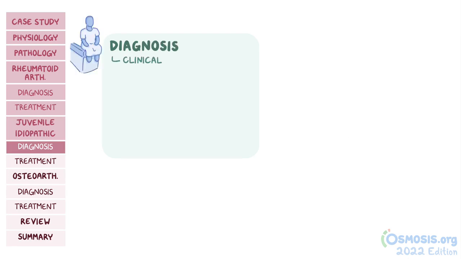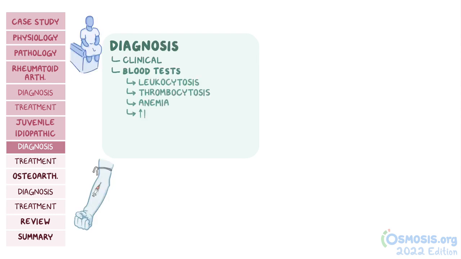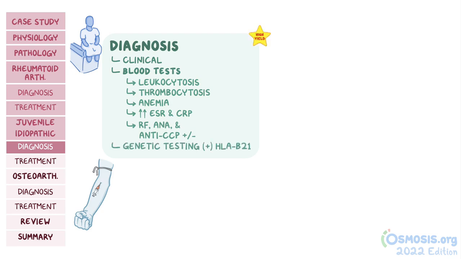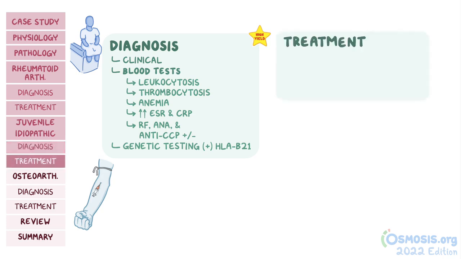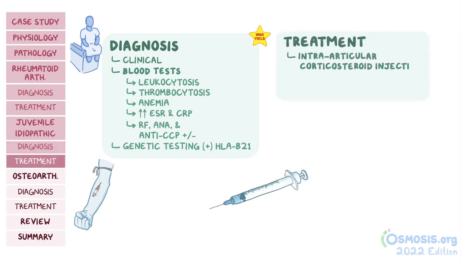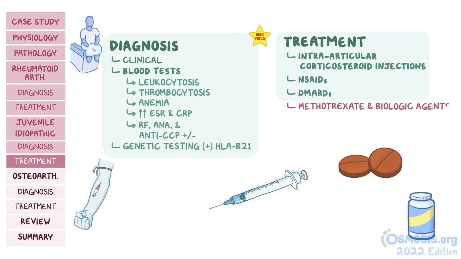Diagnosis is mostly clinical, but it can also include blood tests, where typical findings include leukocytosis, thrombocytosis, anemia, and increased levels of ESR and CRP, while RF, ANA, and anti-CCP can be positive or negative. Genetic testing might be positive for HLA-B21. Treatment involves intra-articular corticosteroid injections, NSAIDs, and DMARDs, particularly methotrexate and biologic agents. If methotrexate is not effective, TNF inhibitors are used.